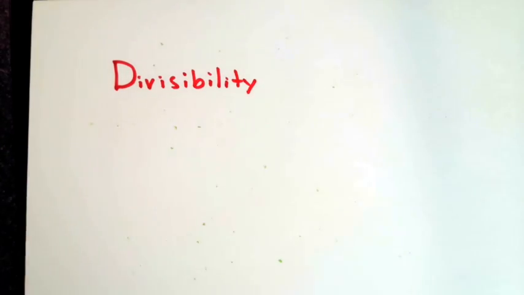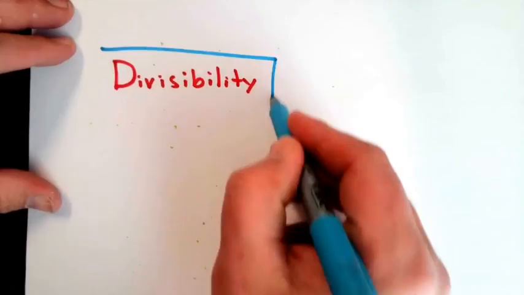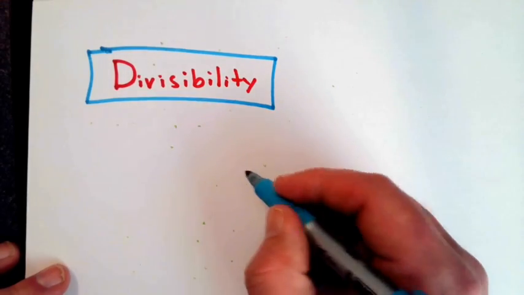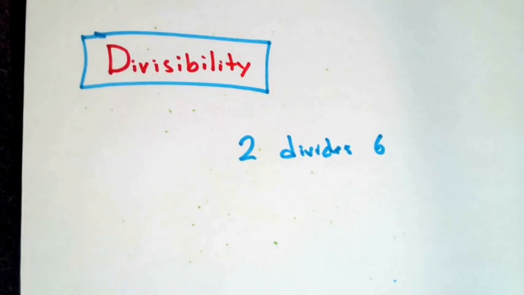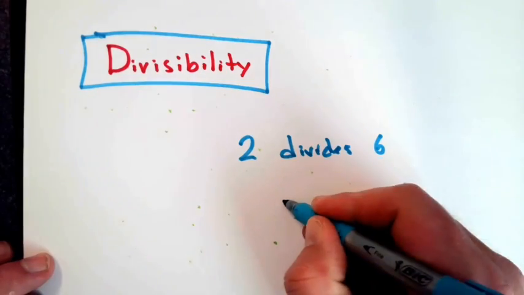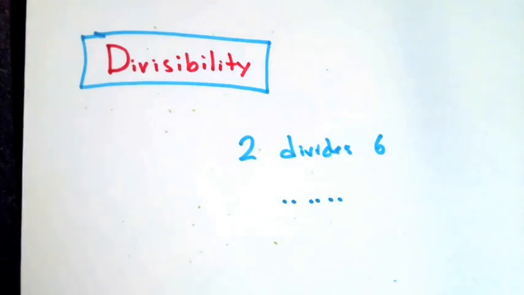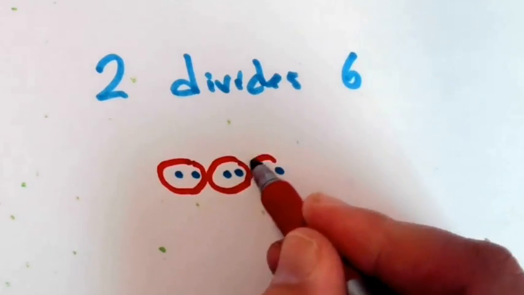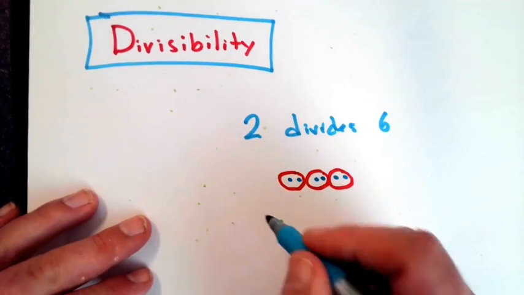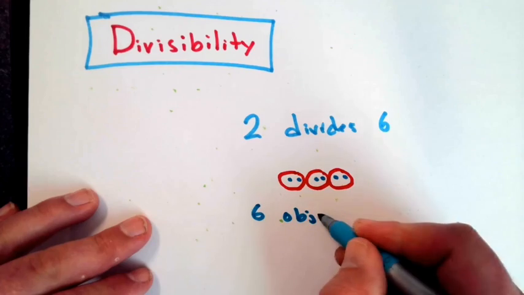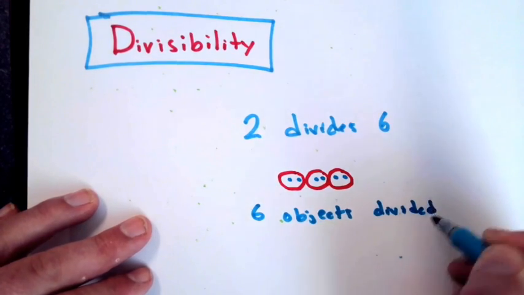So we're going to talk about divisibility and what it means to divide and why that's important. If I say that 2 divides 6, you would say that that's true, I hope. Why is it true? Because if I have 6 things, I can divide them into 3 groups of 2. And if I say 2 divides 6, what that means is that 6 objects can be divided into piles of 2 objects, and no objects are left over.